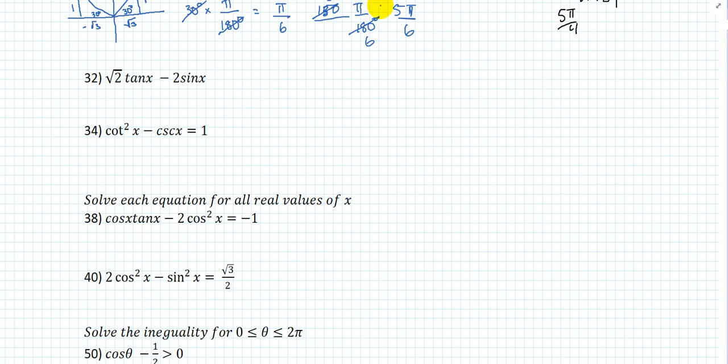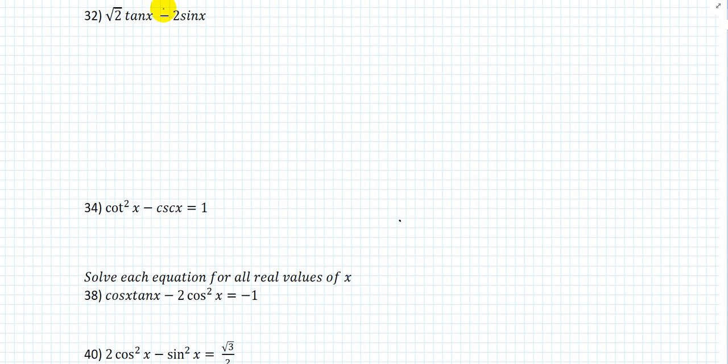Alright, let's look at 32. I'm going to pause it and make it look a little prettier for you. Okay, there's one little mistake here. This is an equal sign, not a minus. So we have root 2 tangent x equals 2 sine x. And then you look at that and go, well, what am I supposed to do with that? Well, let's work it out a little bit. Let's see what simplifies for us.